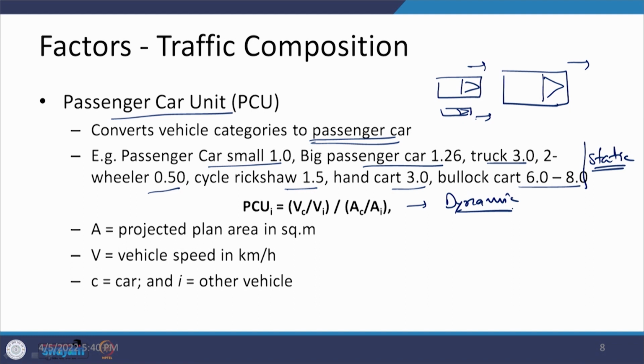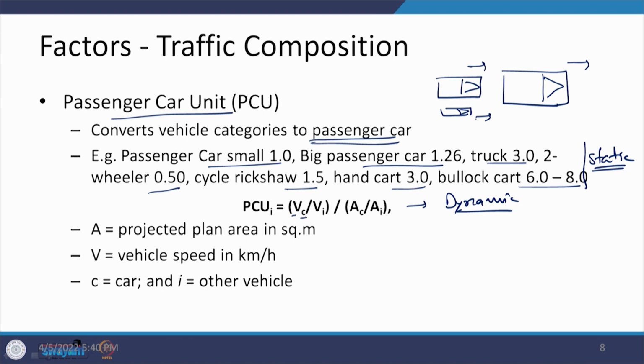Now, in this dynamic PCU, the equation which is being shown here, we are trying to compare the projected area of a vehicle with respect to car and the speed of a vehicle with respect to a car. So, we have V, which is the speed, and C is for car and I is for any other vehicle. Similarly, A is a projected area, a plan area in square meters, and then C and I remain the same way. So, if we use this, we are going to get the new values for a traffic stream. So, it means now these are not constant, they will keep changing depending on the changes in the stream.